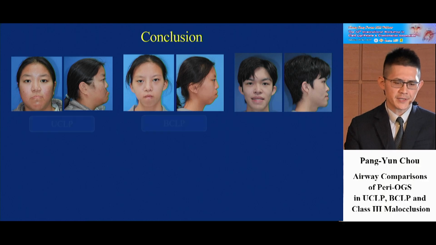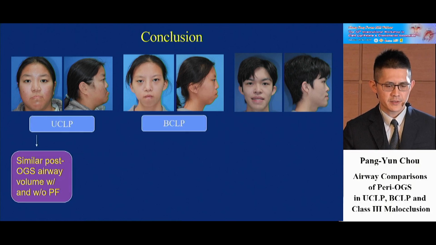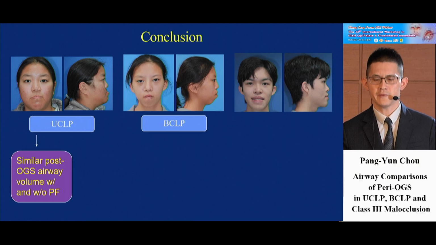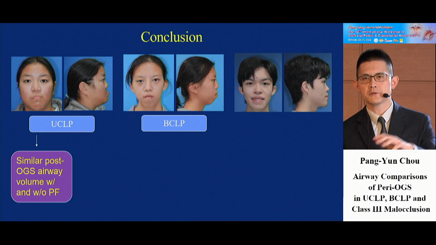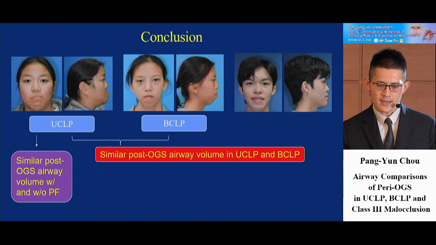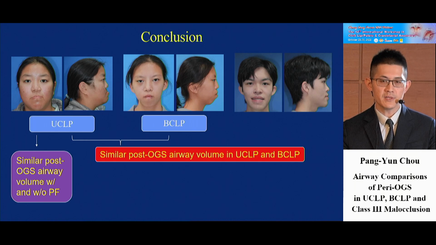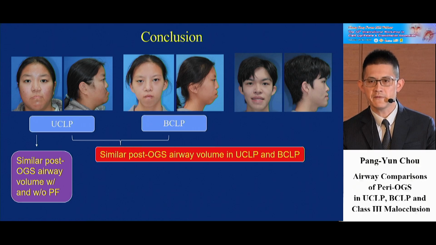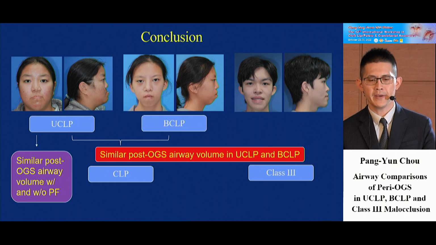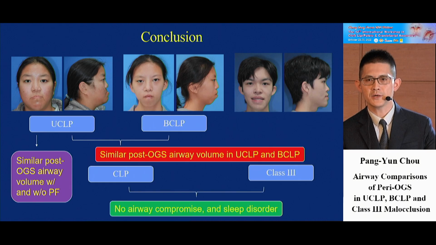So the conclusion here: UCLP and BCLP in our scenario have similar post-OGS airway volume with and without the pharyngeal flap. When we compare both groups, UCLP and BCLP, after the Chou surgery, they could present a similar post-operative OGS airway volume. And if we combine all the class 3 patients to compare the groups, there is no airway compromise and no sleep disorder.